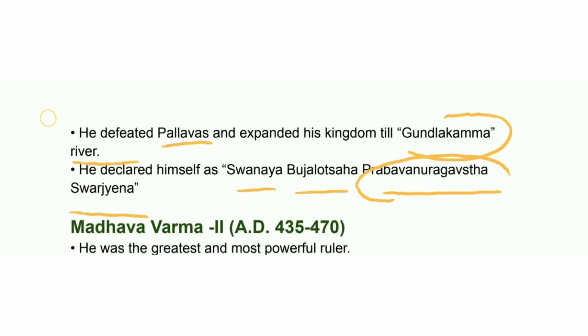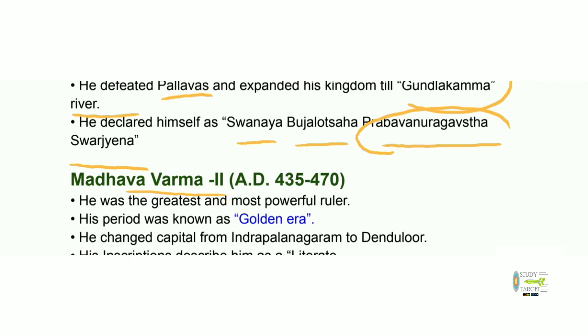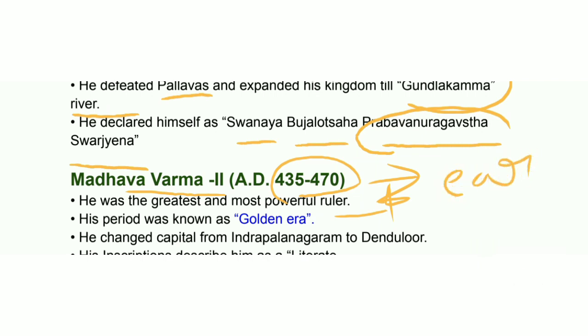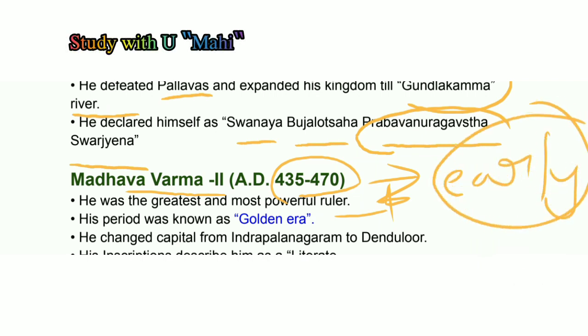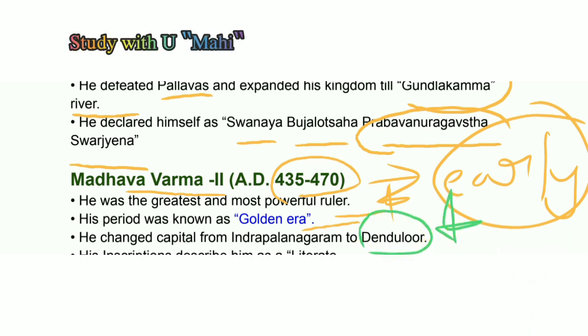Next, after Govindavarma, Madhavavarma II ruled the Vishnukundin dynasty. He ruled from 435 AD to 470 AD, and he was the greatest and most powerful ruler in the Vishnukundin dynasty. Govindavarma was the greatest in the early period, and after that Madhavavarma II was the most powerful. His period was known as the Golden Era, and he changed the capital from Indrapala Nagaram to Denduluru.